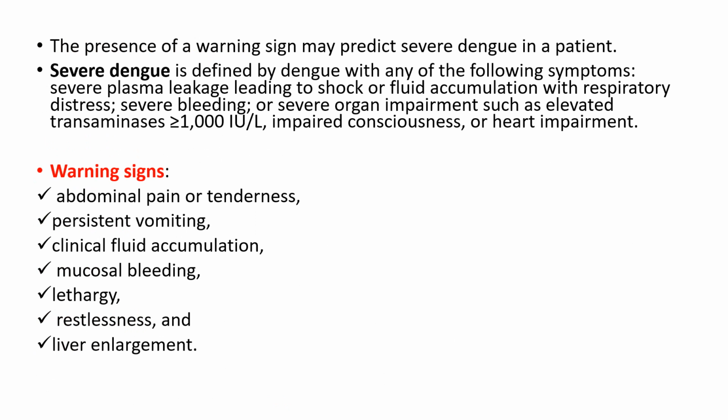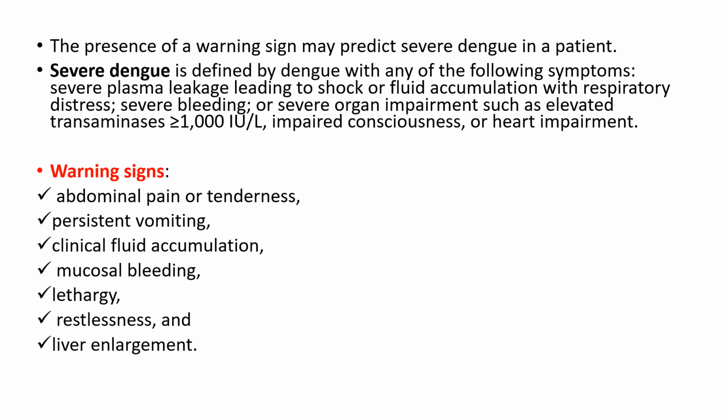So the presence of a warning sign may predict severe dengue in a patient. So you have to also see if the other warning or danger signs are mentioned in the card. It may also read, like in this particular card, that mentions the danger signs or the warning signs. In that case, you have to just jot down the warning signs. Don't elaborate on it. It is not needed. Just mention the jotted points because you have a very limited time in hand.